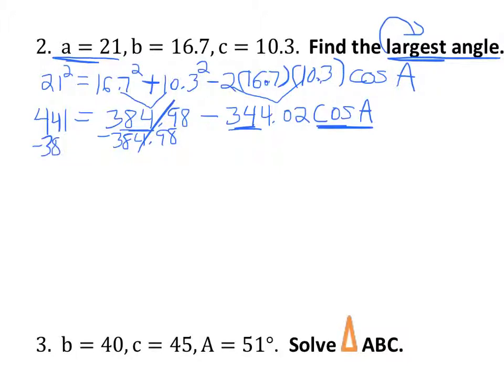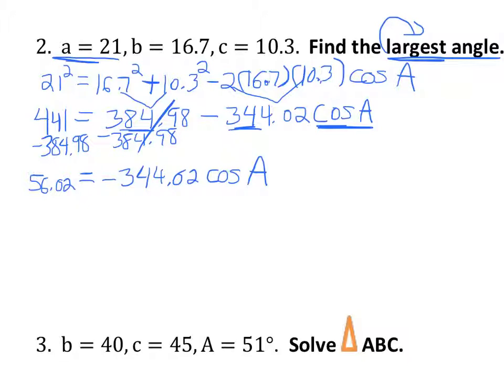Then subtract 384.98 from the 441 on the left side. So 441 minus 384.98 gives us 56.02. And then on the right side, we just have, don't forget the negative in front of the 344.02 times the cosine of A. Again, I want to get cosine of A by itself, and then at the end, I'll wind up taking inverse cosine.